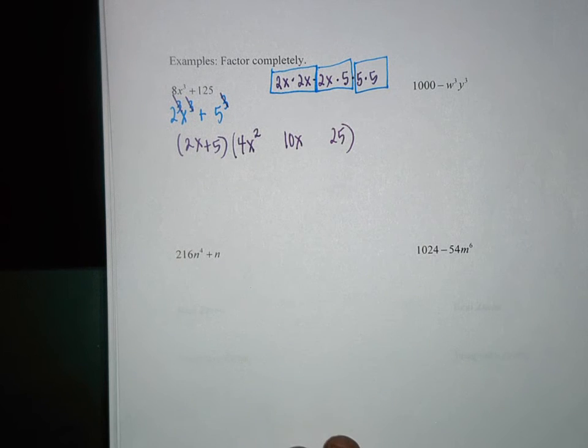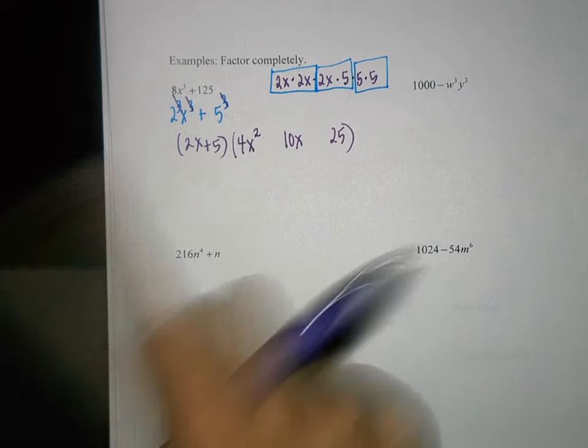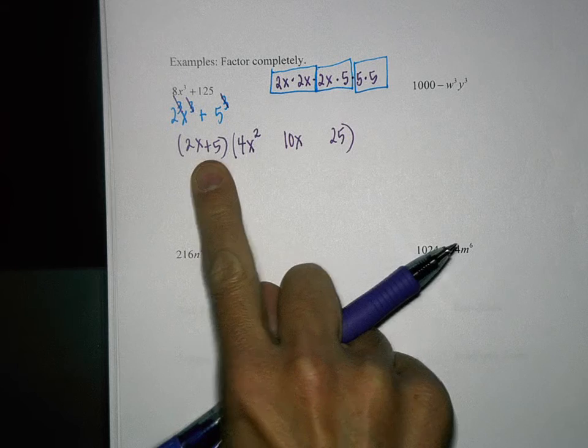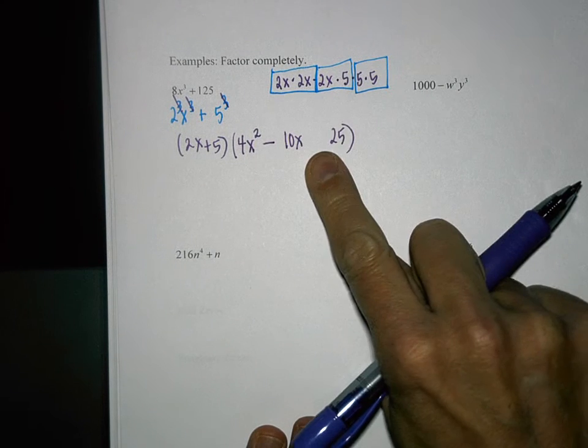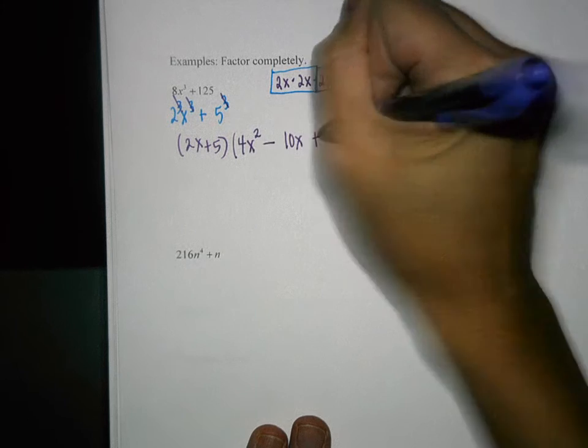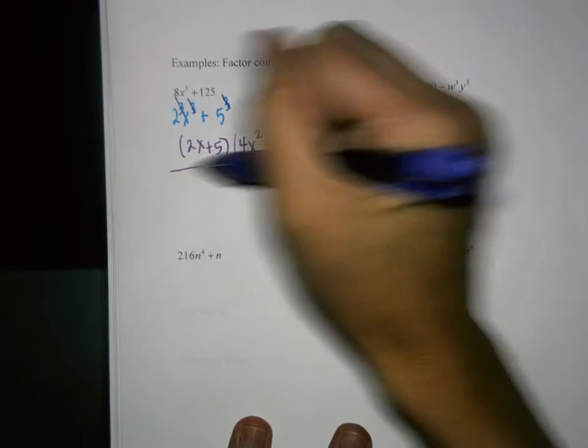Okay, and then this is when we're going to use SOAP. Same sign. This one is the opposite sign, and this one is always positive. And we're done. That's factored as far as it is able to go.